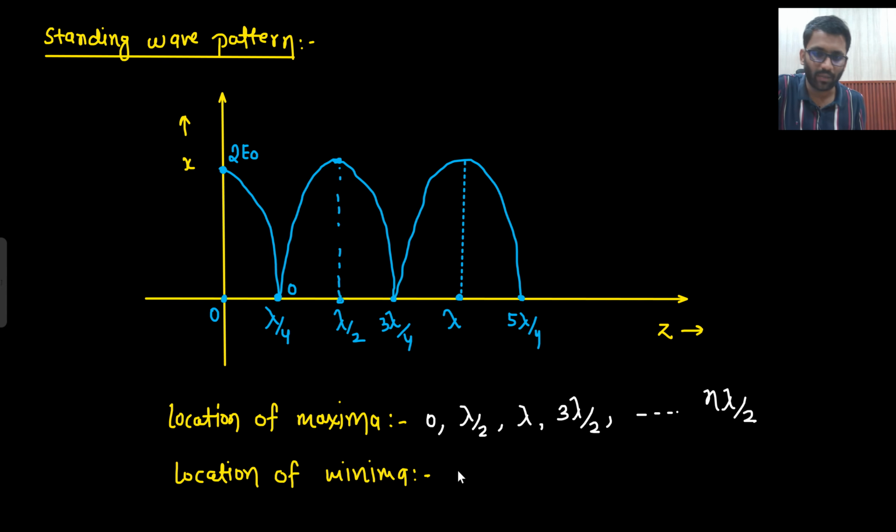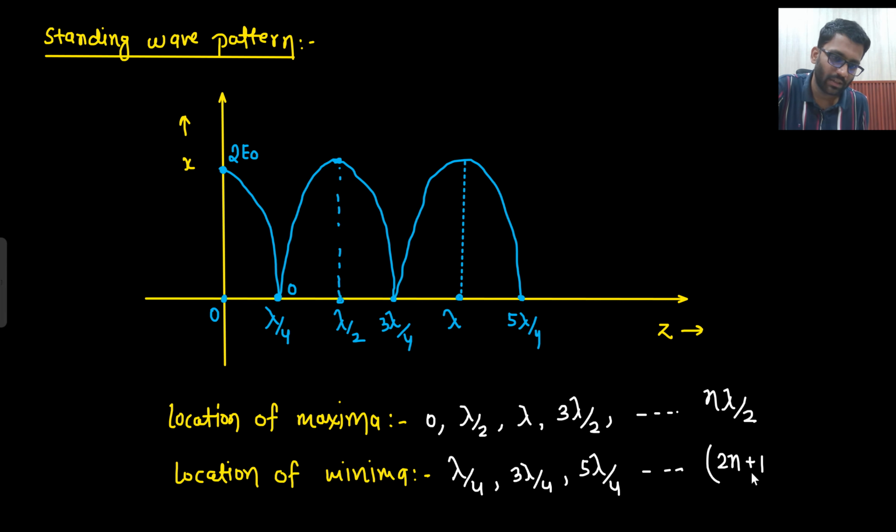What is the location of minima? Minima location is lambda by 4, 3 lambda by 4, 5 lambda by 4. In that manner, (2n plus 1) lambda by 4. If I put n equals to 0, lambda by 4. If I put n equals to 1, 3 lambda by 4. If I put n equals to 2, 5 lambda by 4. Is that clear? So this is the location of maxima, this is the location of minima.